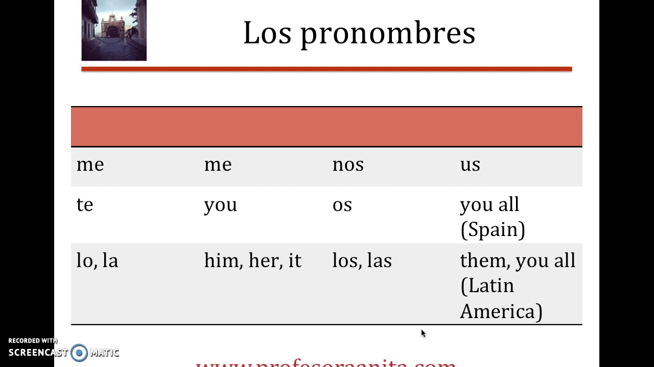So you can say I bought them. You're referring to things, right? But I saw them could be either people or things. So that's a little bit more like English. Los and las can be referring to either people or things. And then in Latin America, it also can be a way that you refer to a group of people, right? So if you're saying los vi ayer, you could be saying I saw them yesterday, or I saw you all yesterday.